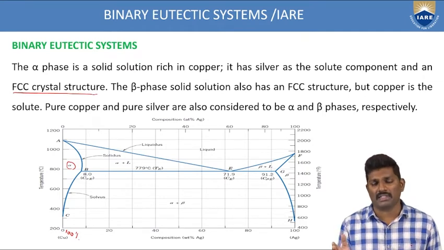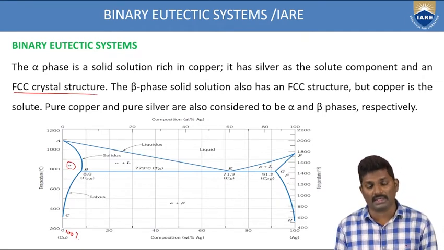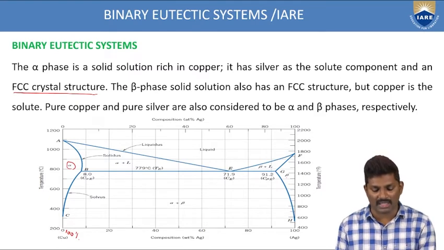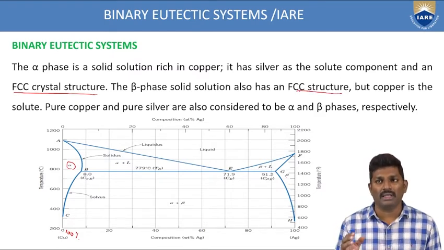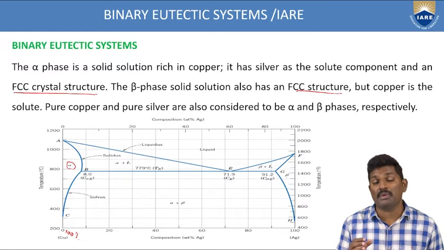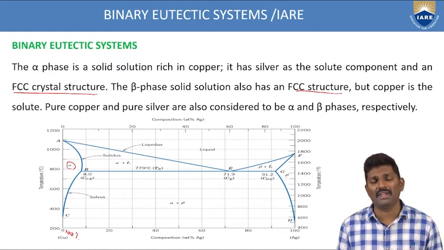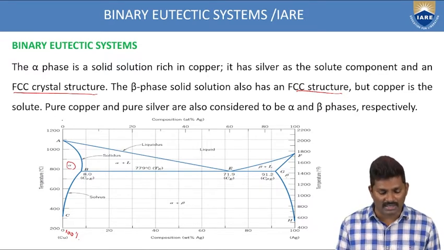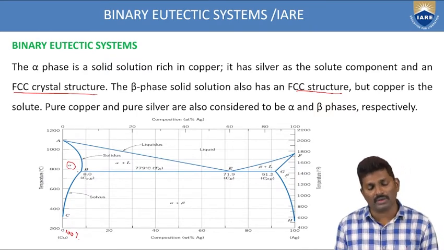And coming to the beta phase, where is the beta phase? It is extreme right of the phase diagram. So in this phase, what is happening? Beta phase solid solution is also having the FCC structure, but the copper is very less. So copper is solute here, okay, and the silver is having more rich composition. That's why pure copper and pure silver are also considered at the alpha and beta phases. If you want to have the pure copper, you can identify at the alpha phase, and if you want to have the pure silver, you can identify at the beta phase.